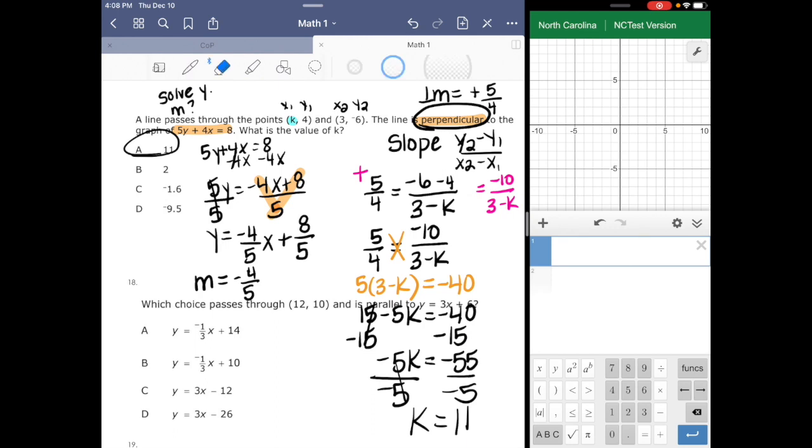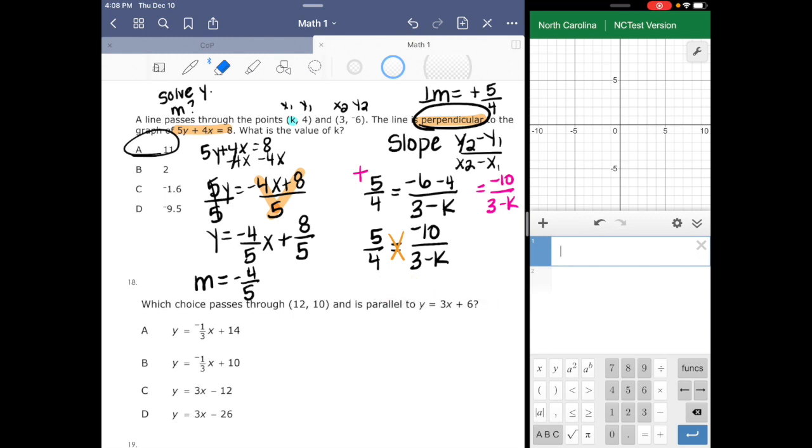Now, I'm going to go backwards for a second. If you need to review that, rewind it. But I'm going to go all the way back to this original part that we just talked about. So when I look at this, I know my setup. I could easily test my answer choices to see which one works. So if I put 11 in there, this is going to be negative 10. So I know that 3 minus 11 is going to give me negative 8. And negative 10 divided by negative 8 is positive 5 over 4, which is what we're looking for.